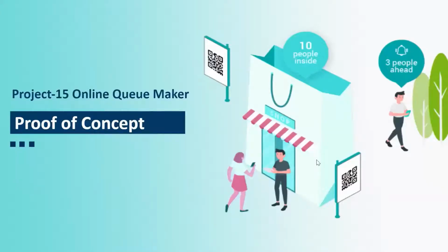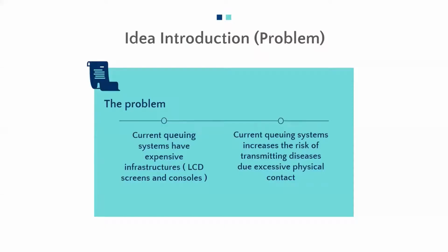This is Project 15, Online Queue Maker. We'll be presenting our proof of concept. Current queuing systems are expensive. They require LCD screens and consoles, which means that small businesses can't afford them, and their only alternative is traditional lines, where people are required to stand close to each other for long periods of time.